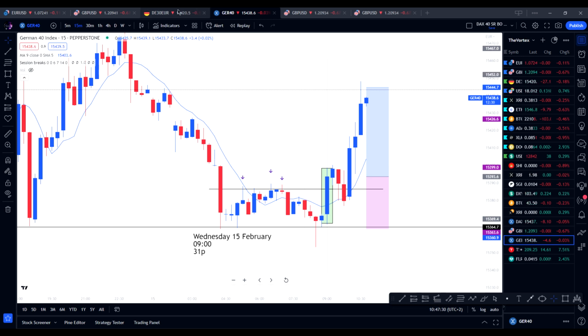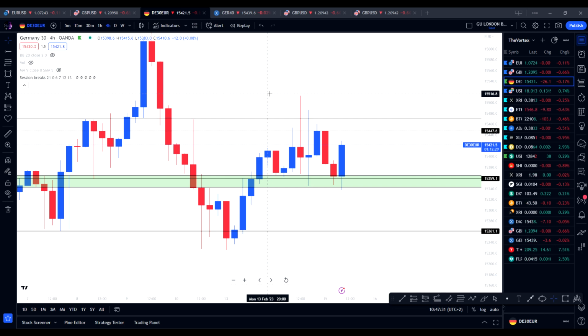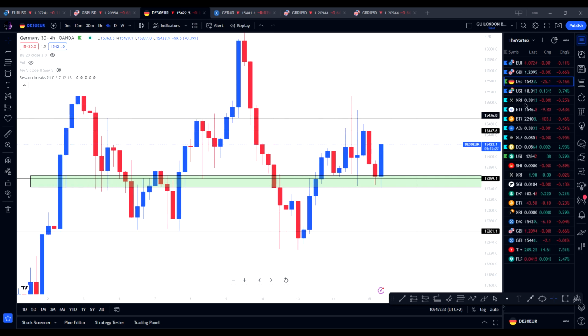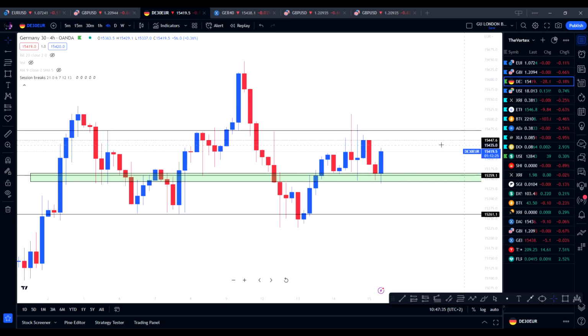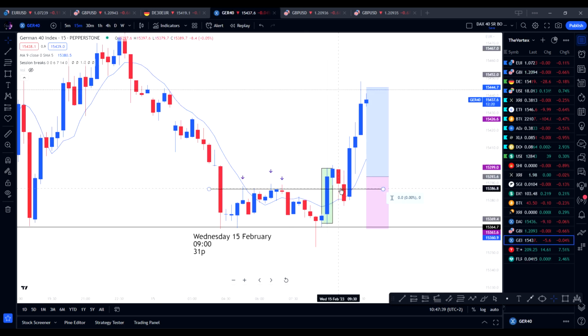But we need to form our bias on a higher time frame. This is why I like using the 4-hour, because it gives us a clear view of what is going on. So now that we have had our break on the 15-minute time frame, I'm done. That's it for the DAX today. I have taken a screenshot. I have put this in my journal.